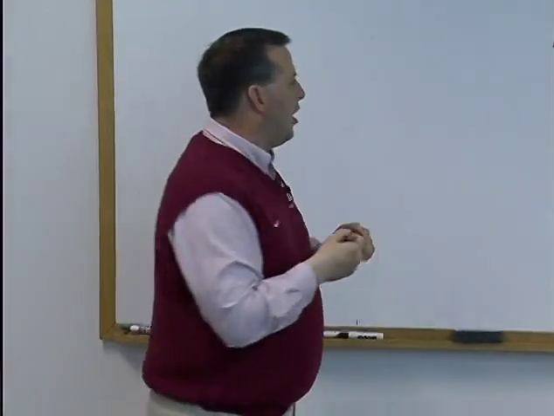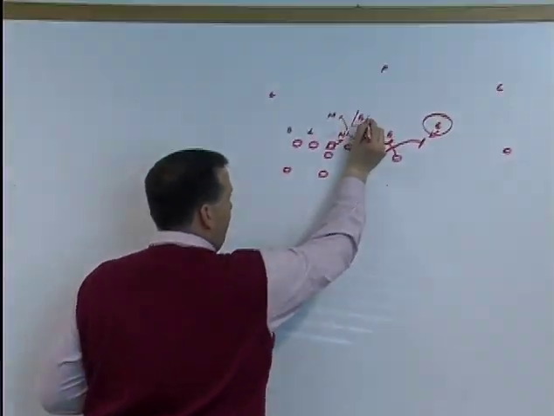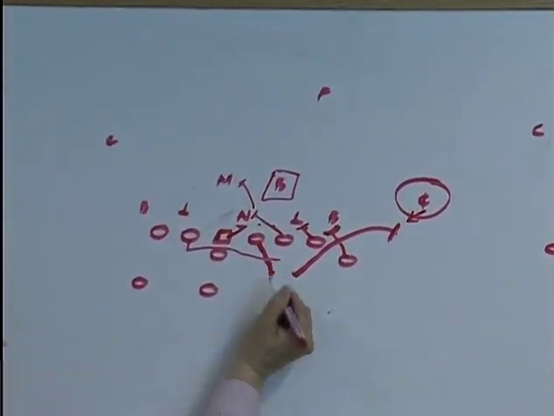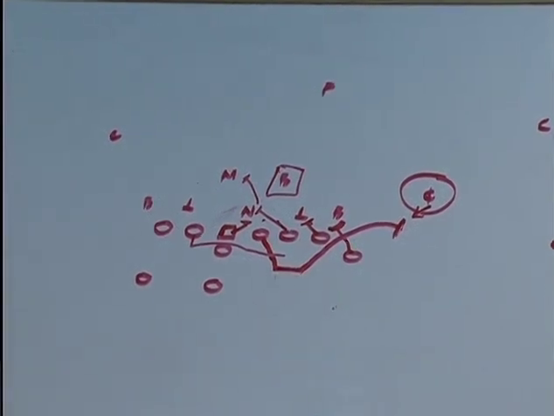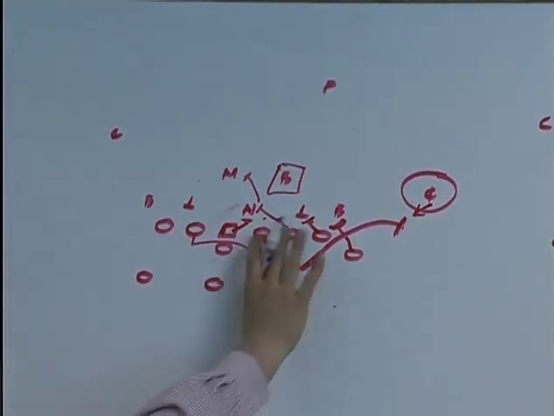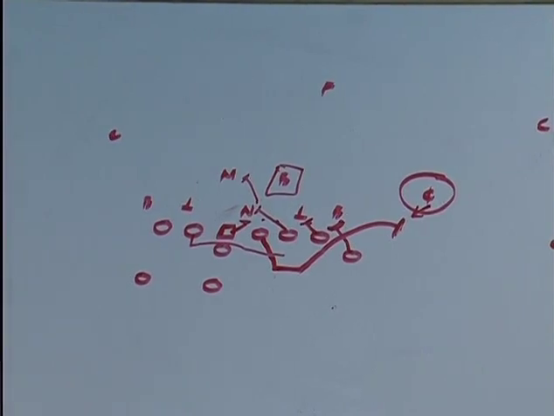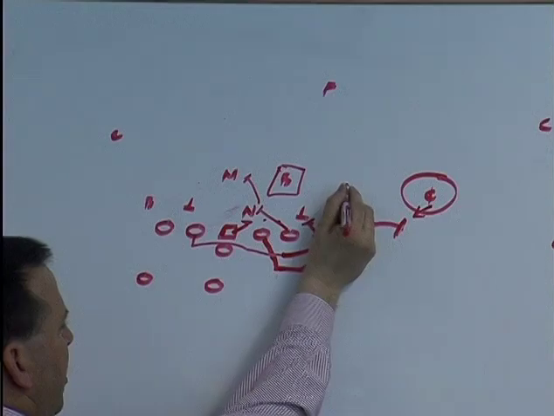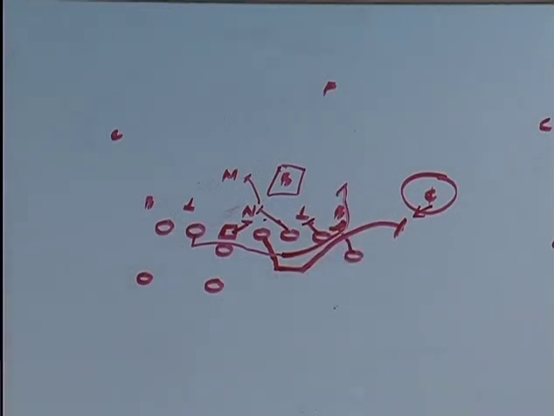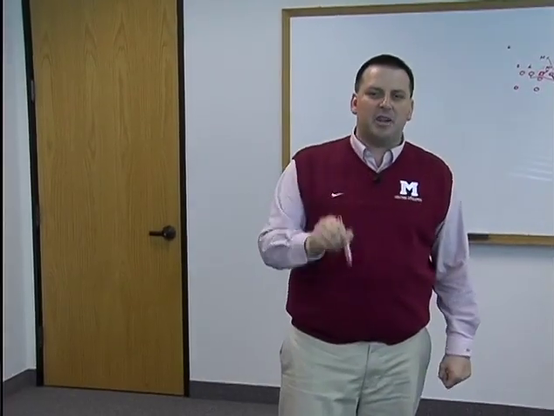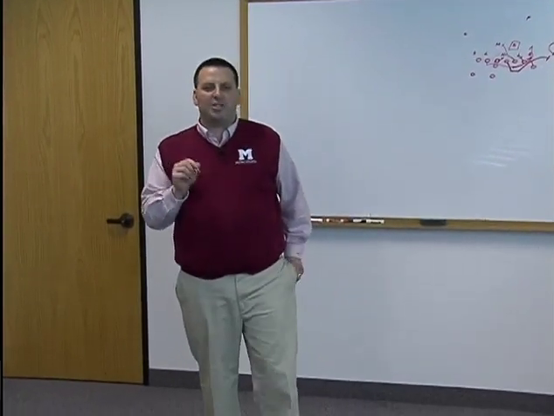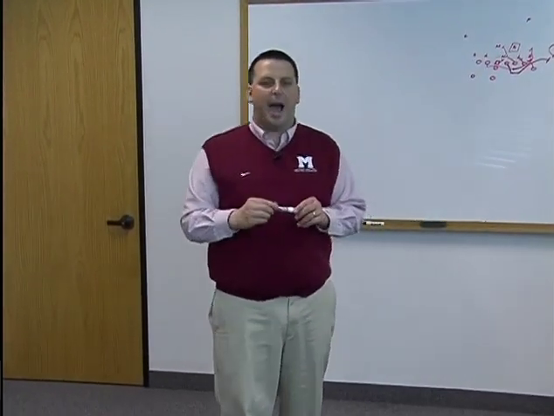The backside guard is responsible for the front side backer. He will pull 90 and gain a little bit of depth and eye the backer. If that backer appears inside, he blocks him. If that backer sits, he comes around and seals him. If he's at the line of scrimmage, he comes around and kicks him out. The backside guard has the front side linebacker. Where the play breaks down is when the backside guard doesn't execute his block.